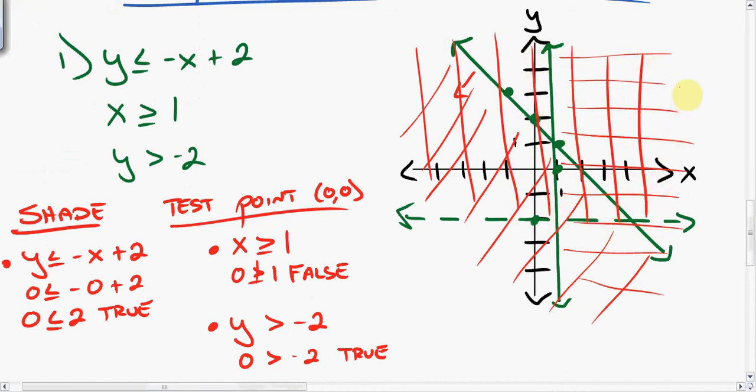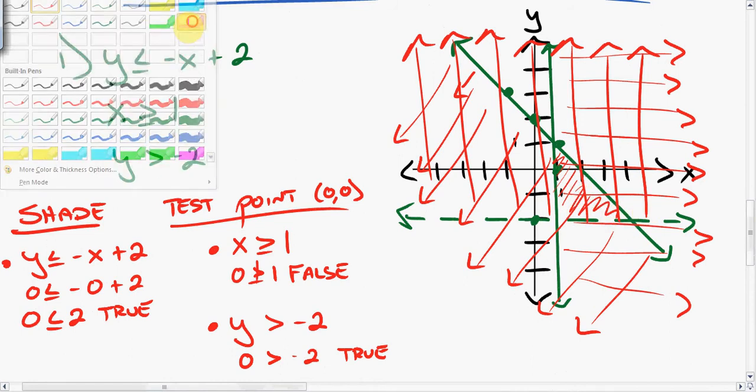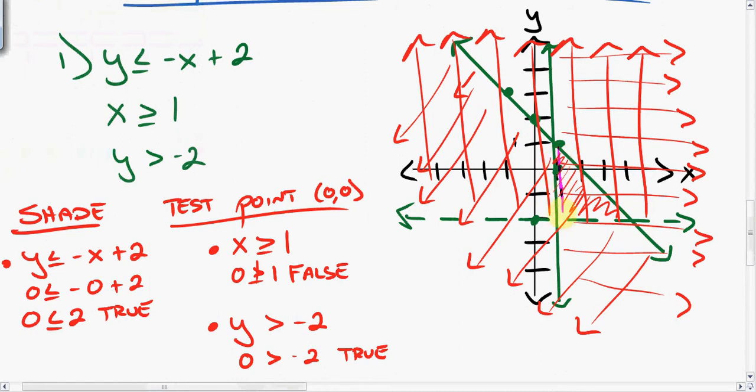My solution is going to be where all 3 of the shadings overlap. All 3 of them. So I've got shading going in this direction. I have shading going in this direction. And I have shading going up. Where do all 3 of them overlap? That happens right in this little triangle right here.